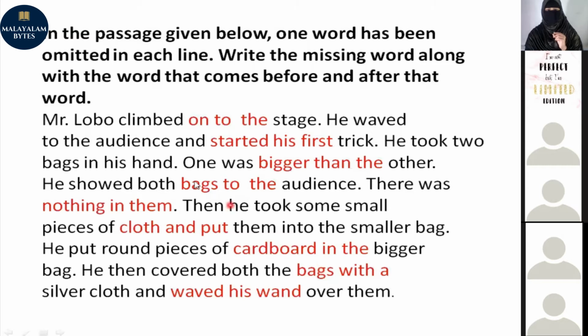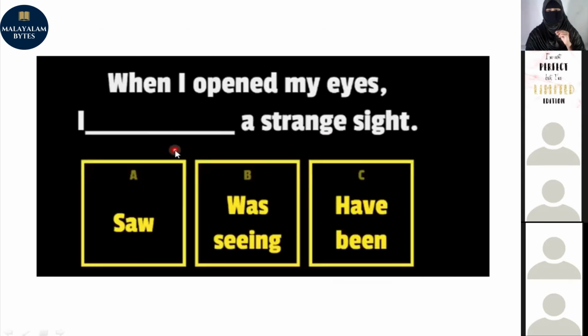So let's check the answers. Mr. Lobo climbed onto the stage. He waved to the audience and started his first trick. He took two bags in his hand. One was bigger than the other. He showed both bags to the audience. There was nothing in them. Then he took some small pieces of cloth and put them into the smaller bag. He put round pieces of cardboard in the bigger bag. He then covered both the bags with a silver cloth and waved his hand over them. So this is how the passage goes.